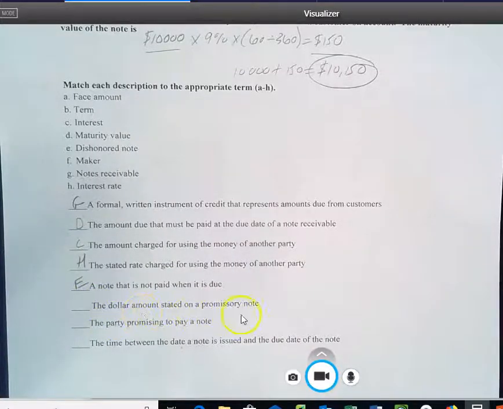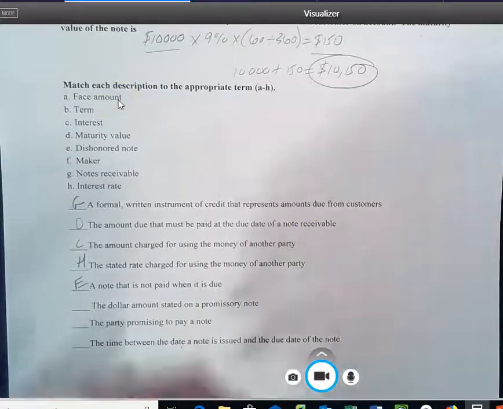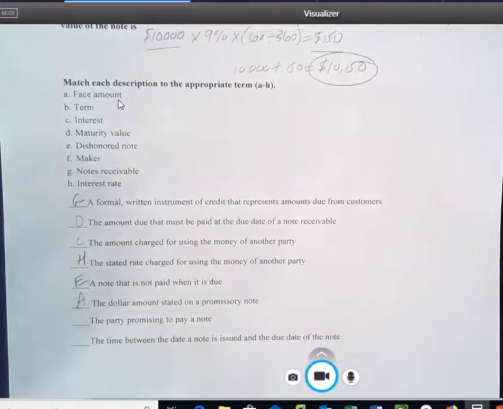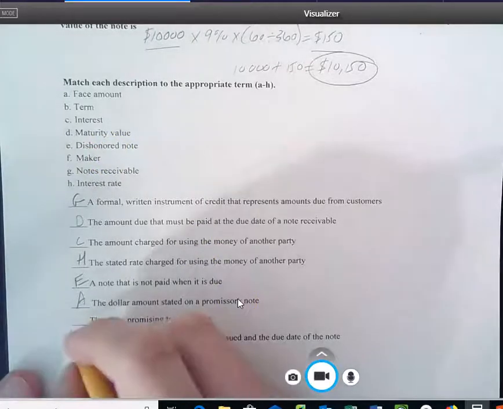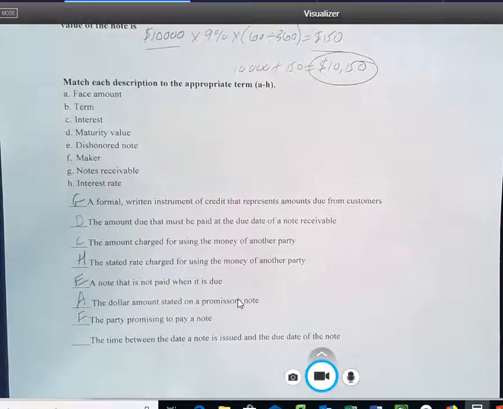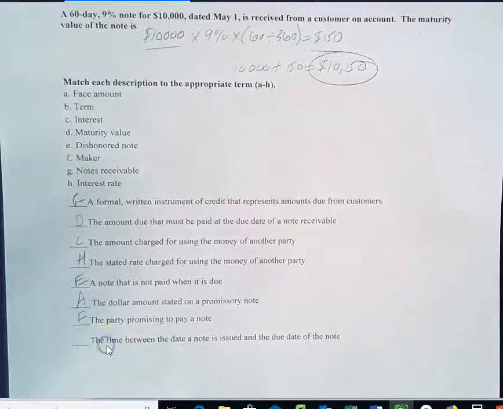The dollar amount stated on a promissory note, hopefully by now you know, is the face amount. The party promising to pay a note is the maker of the note, or the borrower. And finally, the time between the date a note is issued and the due date of the note is the term of the note.